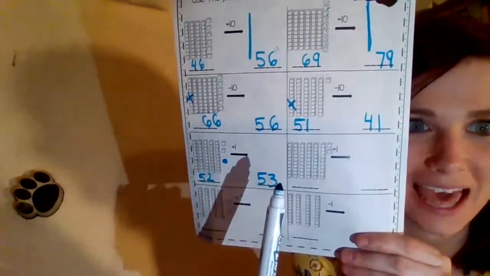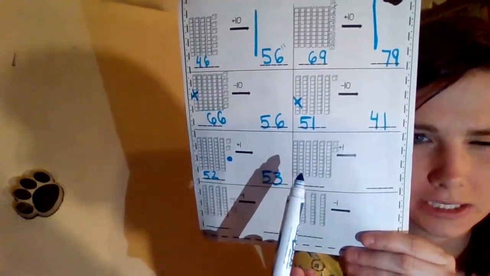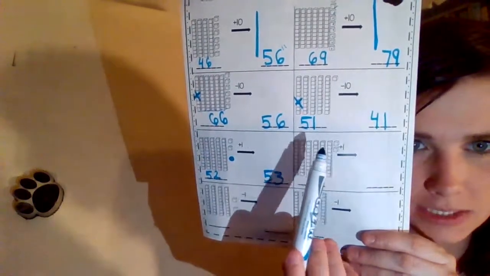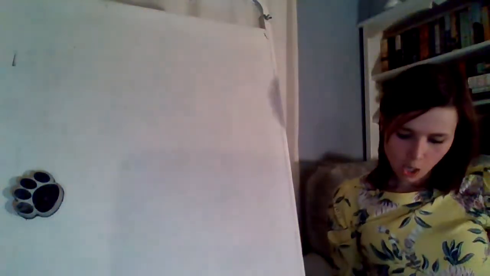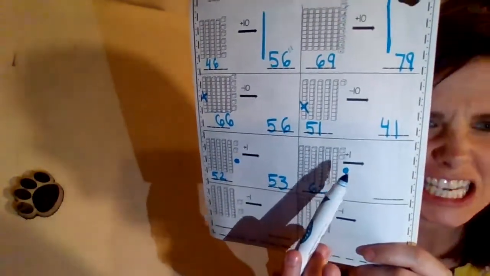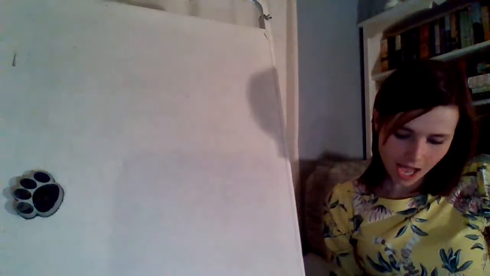Let's count this one together. Ready? 10, 20, 30, 40, 50, 60, 61, 62. 62. One more than 62 is, we're going to draw one more. What is one more than 62? 62, 63. Nice job.